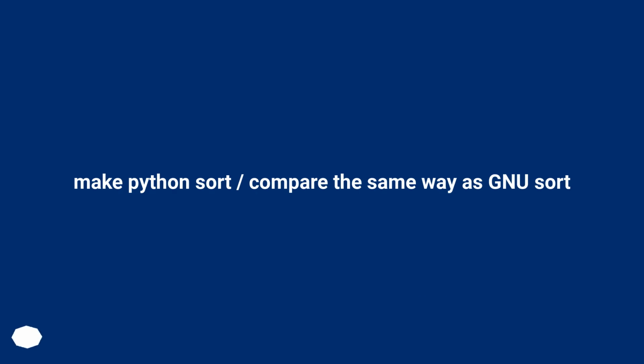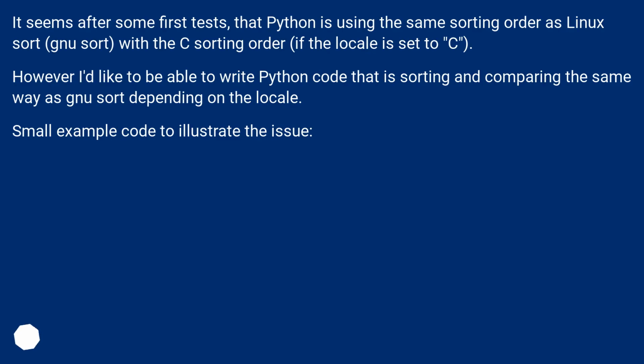Make Python sort and compare the same way as GNU sort. It seems after some first tests that Python is using the same sorting order as Linux sort, GNU sort, with the C sorting order, if the locale is set to C.